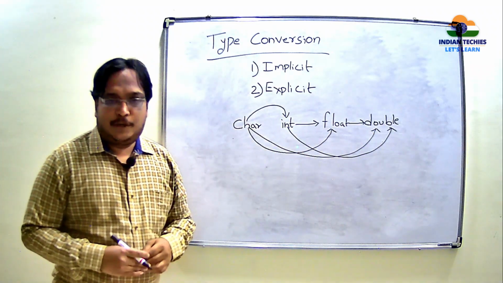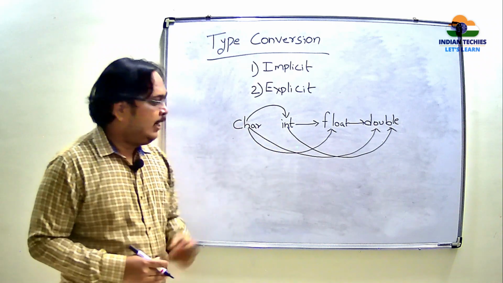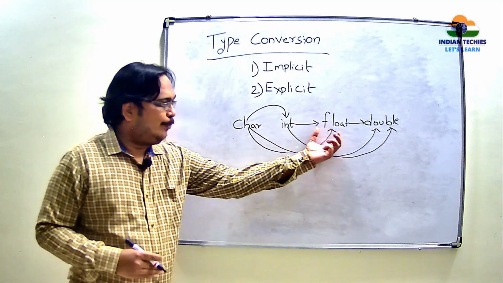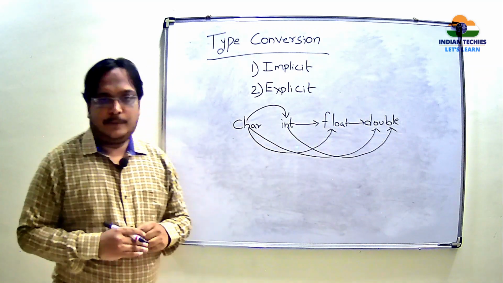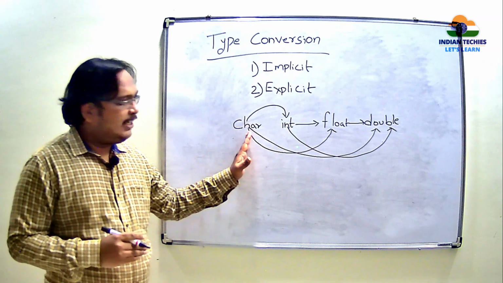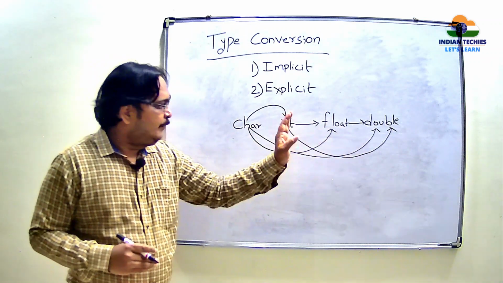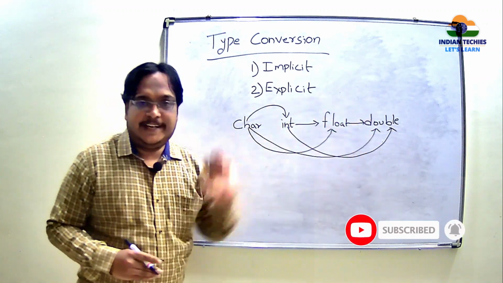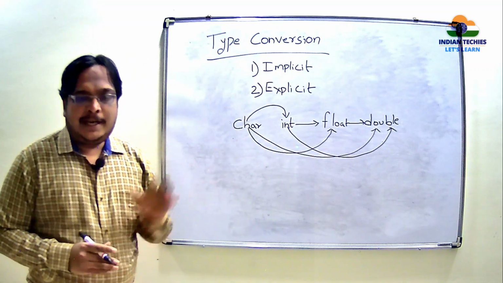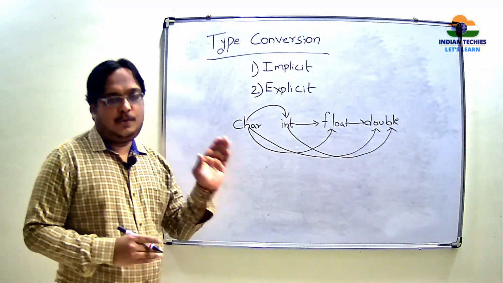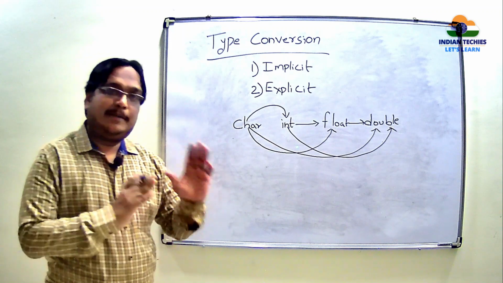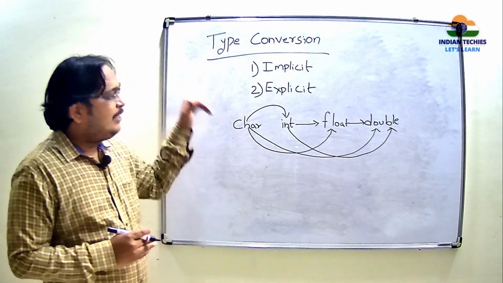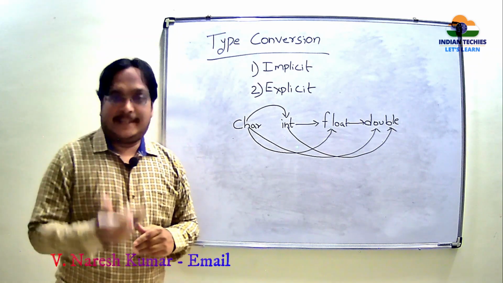How do you say bigger and smaller? Based upon the memory it occupies. Generally, character occupies 1 byte, integer 2 bytes, float 4 bytes, double 8 bytes, for example. So 1 byte can be extended to 2, 4, or 8 bytes. 2 bytes can be extended to 4 and 8. 4 bytes can be extended to 8. But the reverse is not possible. That is, 8 bytes cannot be compressed to 1, 2 or 4. This is done internally by the compiler. So this is how implicit conversion takes place.